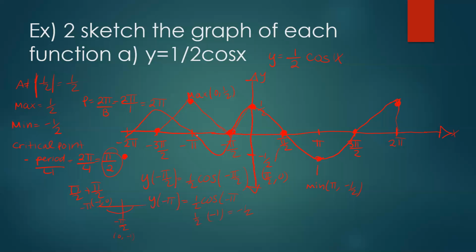Wait. Oh, no, I made a mistake. So it should go like this, start at the origin, and then at pi, this, and then that, and then like that. There we go. Sorry, I always make mistakes. Sometimes, not all the time, but that's how you graph it.